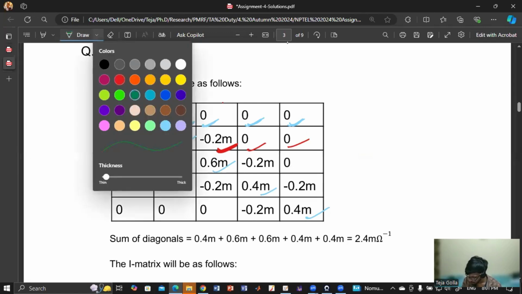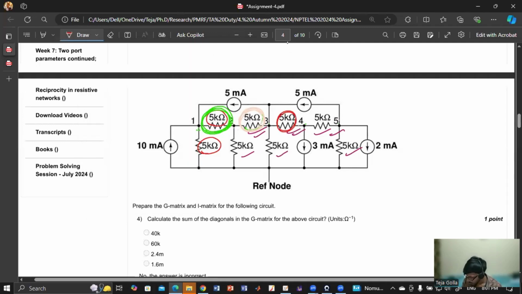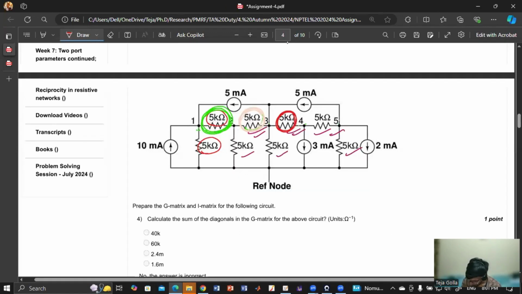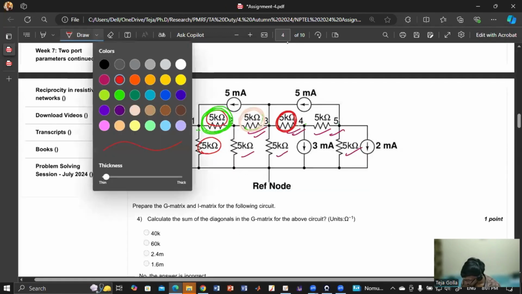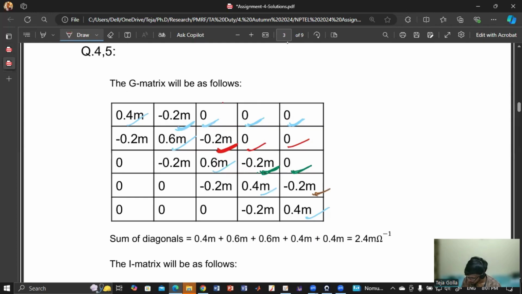Now if we come to element 3, between 3 and 4, there is 5k. So it will be minus 0.2. Between 3 and 5, there is nothing. So it will be minus 0.2 and 0. Now if we come back to the other element, which is 4, between 4 and 5, we have 5k, which means it is again minus 0.2. So again, minus 0.2.